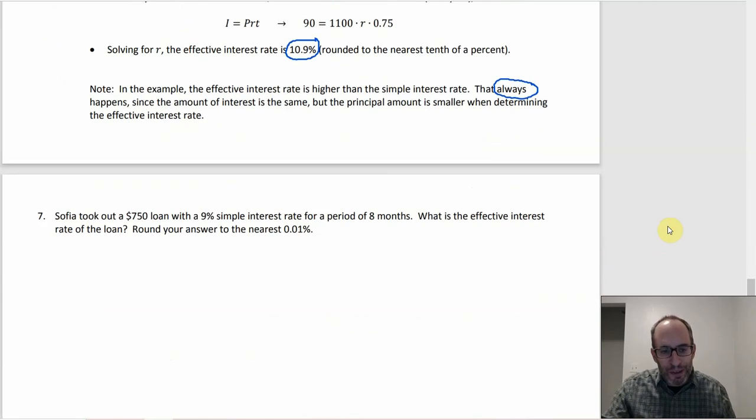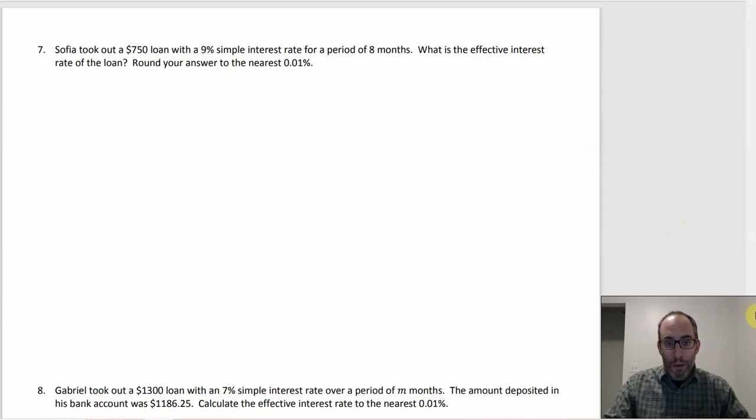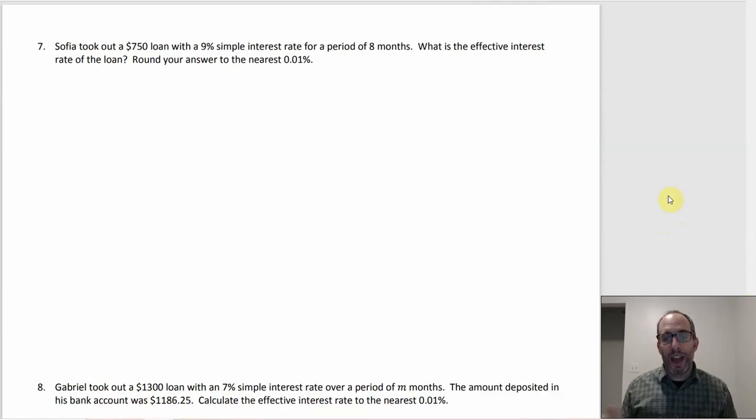All right, number 7 then. It says that Sophia took out a $750 loan with a 9% simple interest rate for 8 months. So what's the effective interest rate? Okay, so first, in order to figure that out, we need to know how much she actually gets, right? How much gets deposited in her account, because that functions as the principal when you figure out the effective interest rate. So this is going to be 2 steps, really.